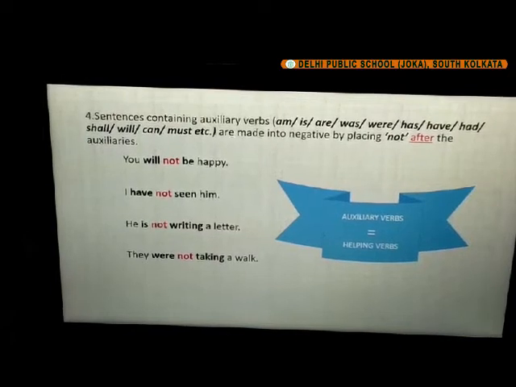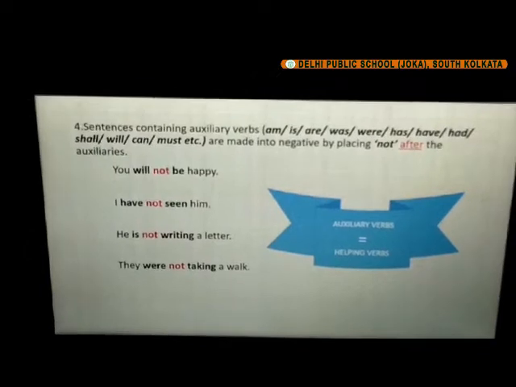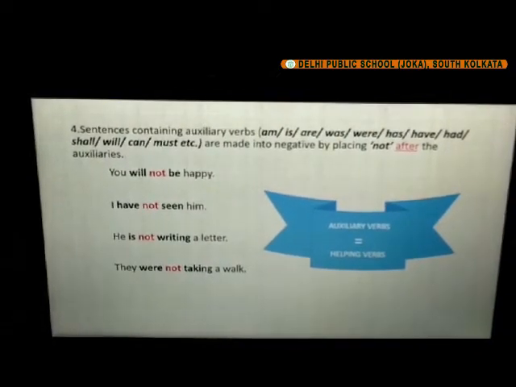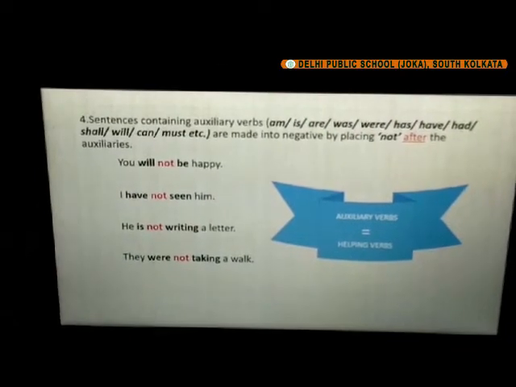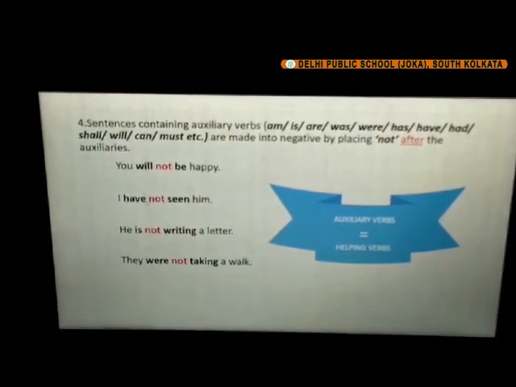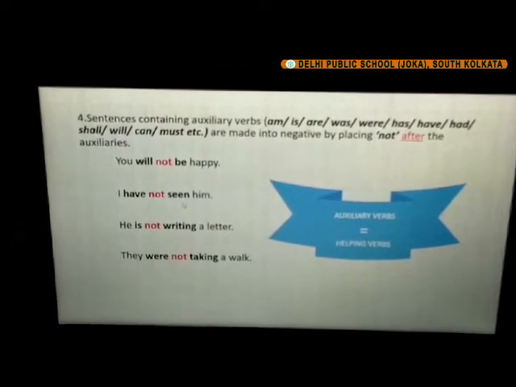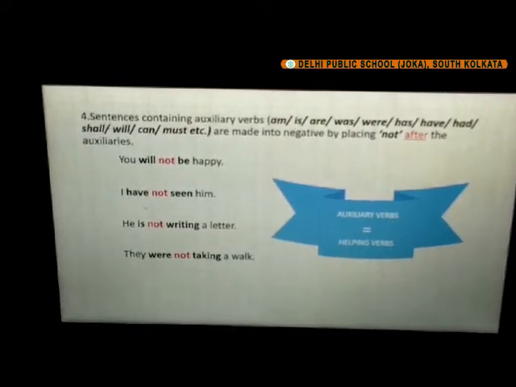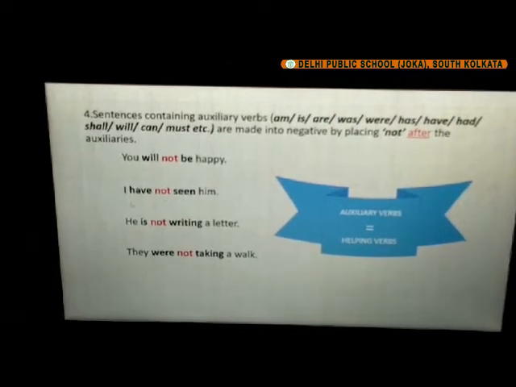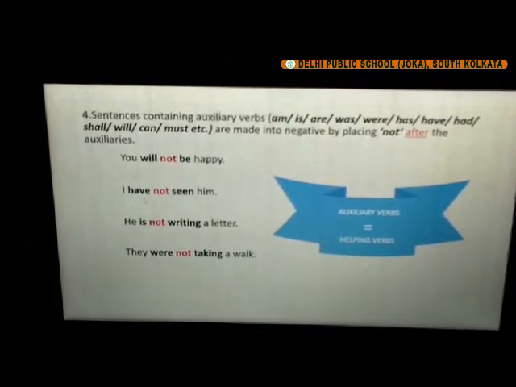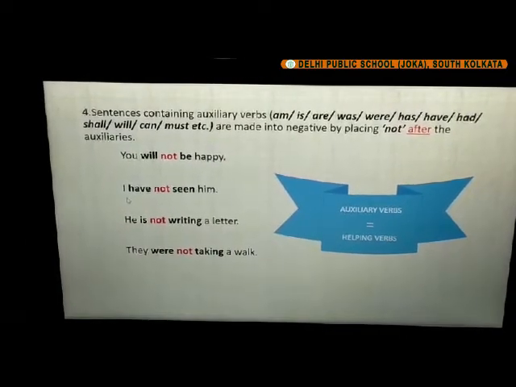Let's consider the next sentence. Now suppose I tell you to turn this sentence into negative. I have seen him. So what do you do? First you find out the verbs and segregate them into main verb and auxiliary verb. So here the main verb is seen and the auxiliary verb is have. Now by introducing the word not just after the auxiliary verb have, you can frame the negative sentence, I have not seen him.